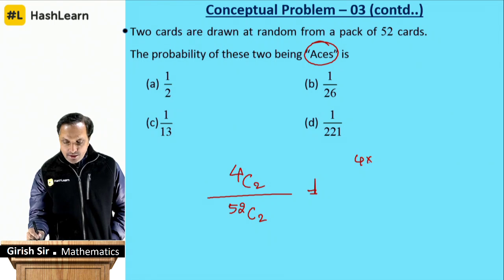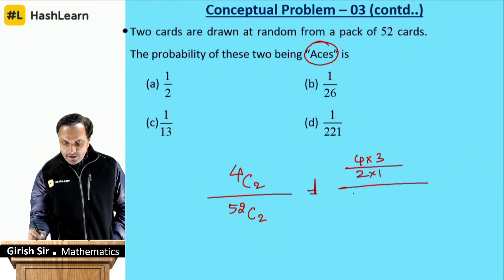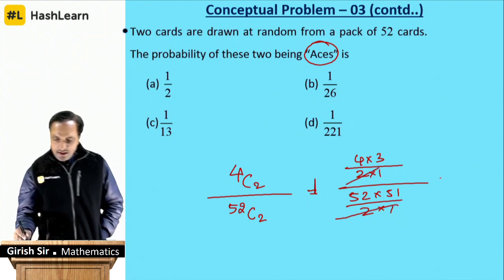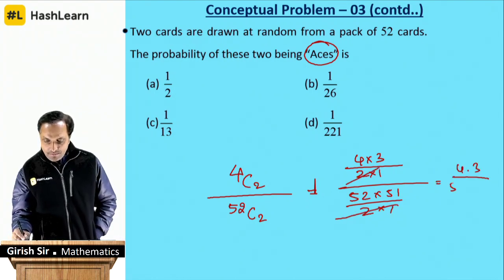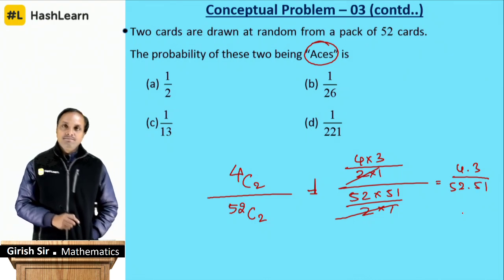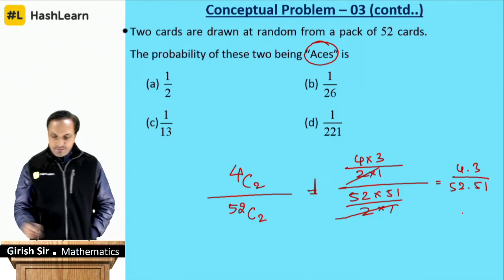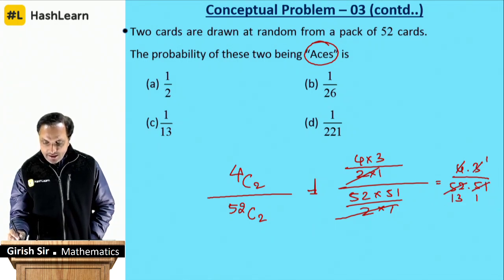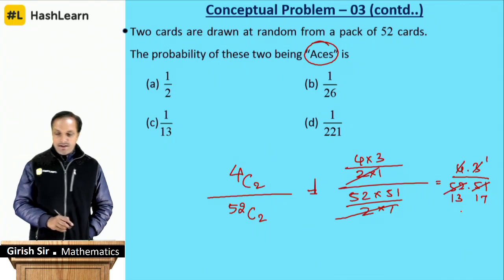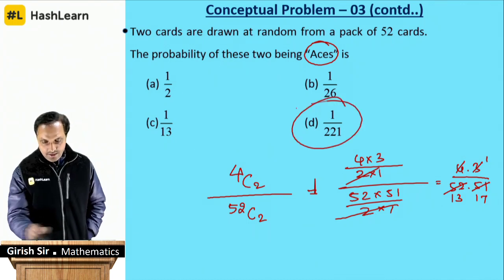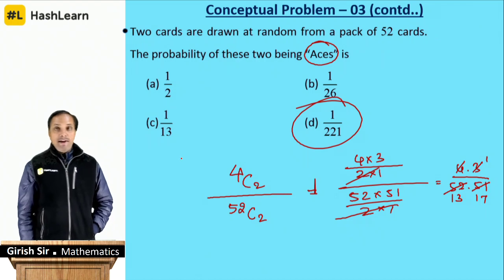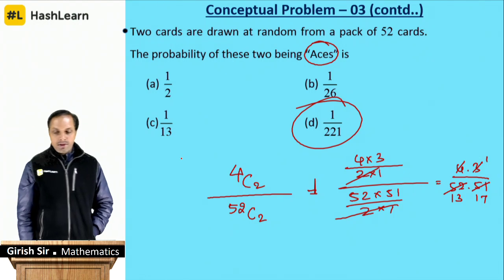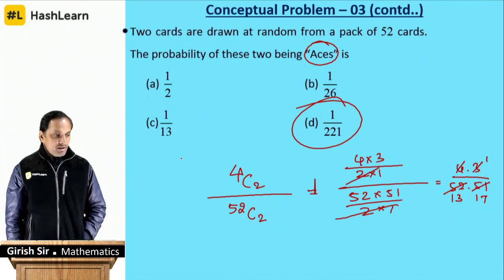Chalo, how to do it? 4 you write 2 times in the backward direction, 52 you write in the backward direction 2 times, and 2 into 1 as it is, cancel it. So you will have 4 into 3 by 52 into 51. So this will give you 4 1s are 4, 4 3s are 12, 3 1s are 3, and 3 7s are 21. Here is 1 by 221, that is your answer. 1 by 221, option D, and that should be your answer.